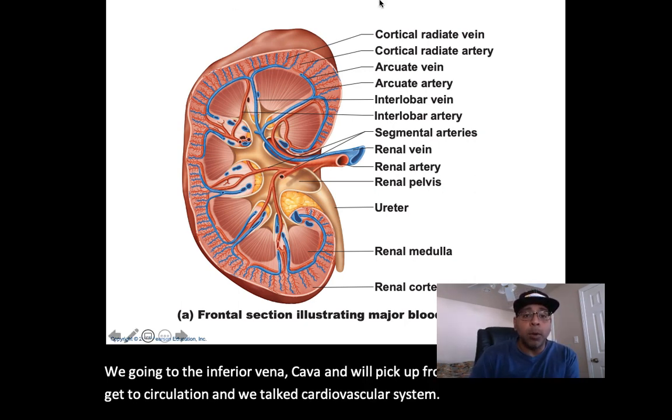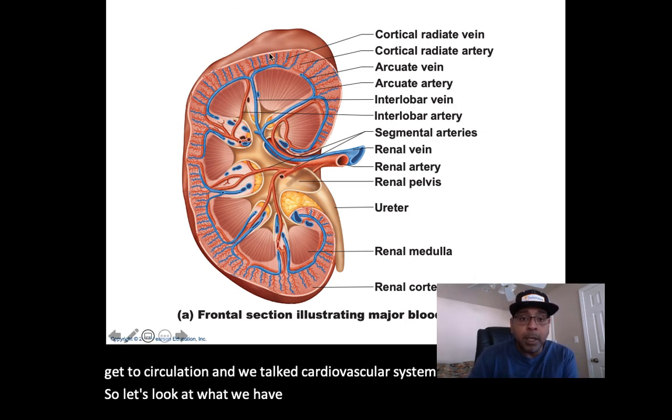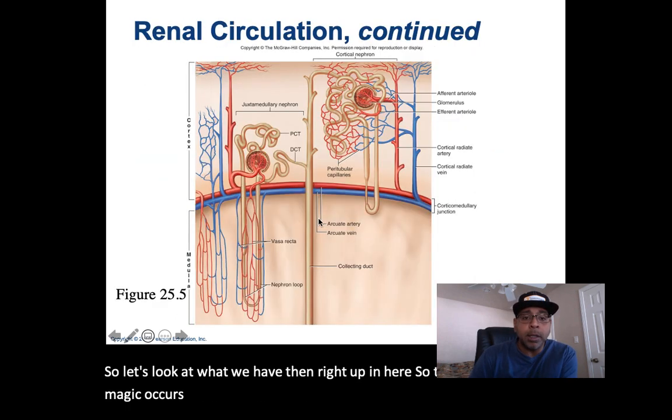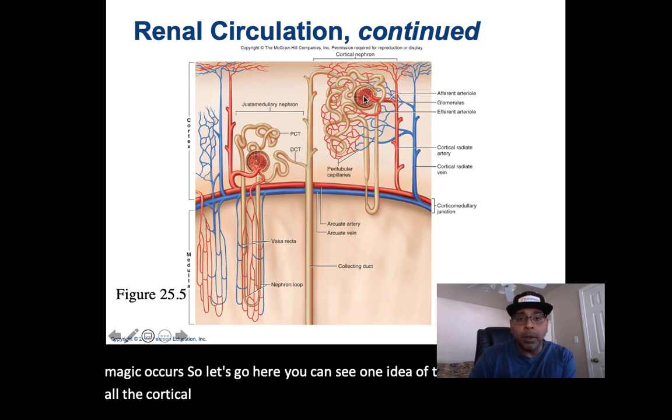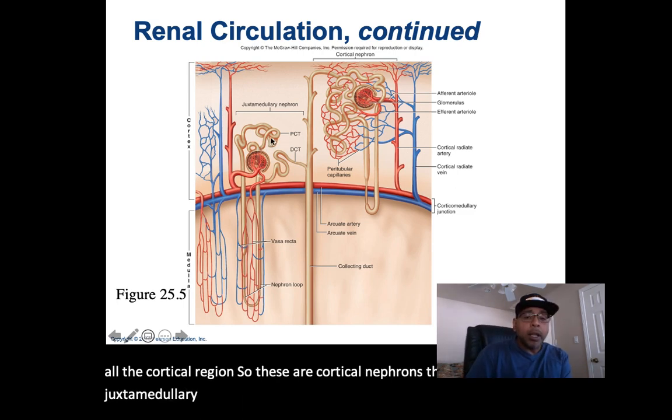So let's look at what we have right up in here. This is where all the magic occurs. So let's go here. You can see one idea of the area there, this is all the cortical region. So these are cortical nephrons. These are juxtamedullary nephrons. You can see we have a couple of different types.